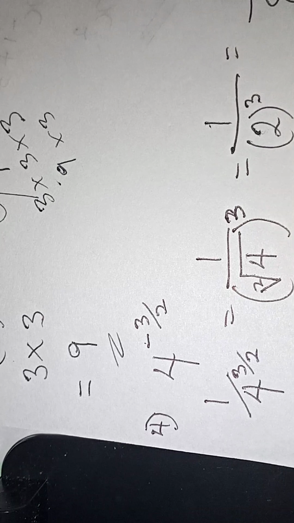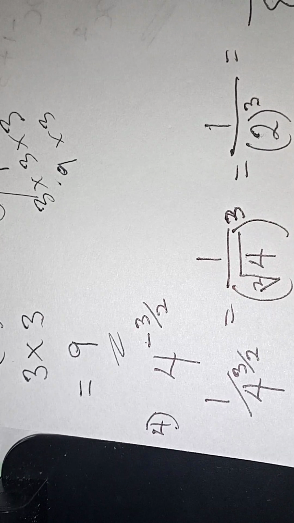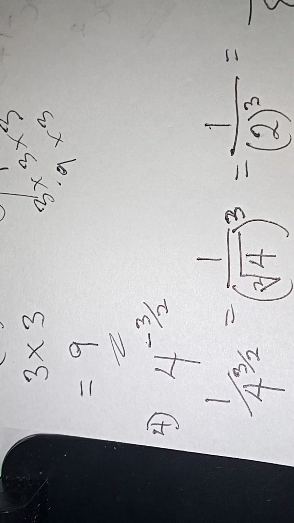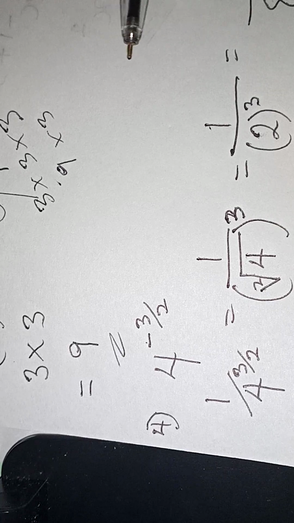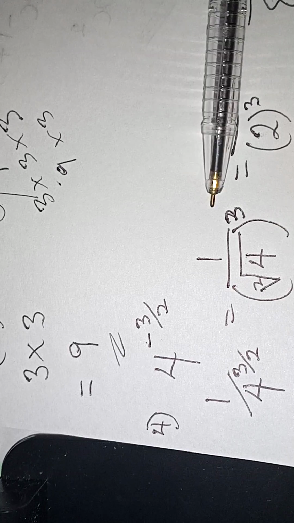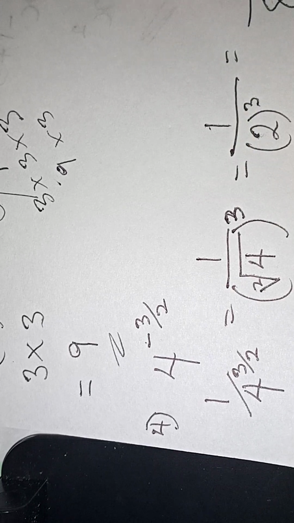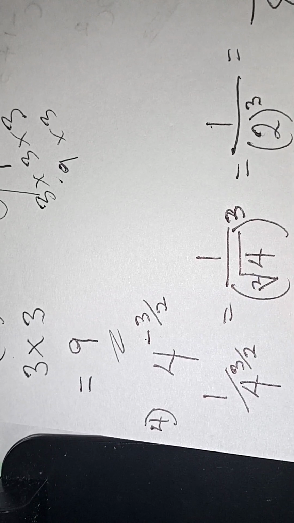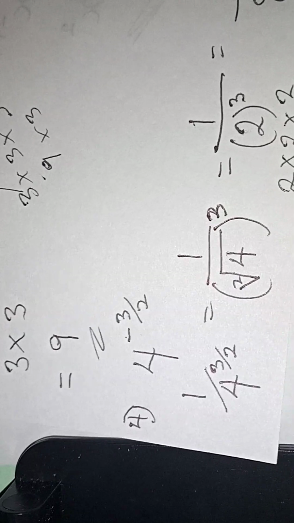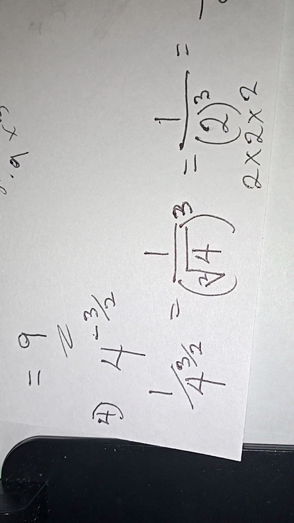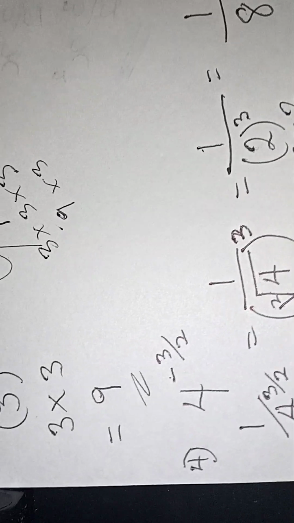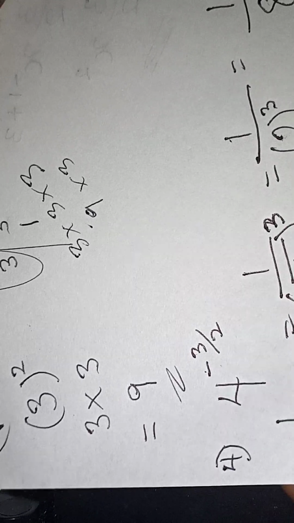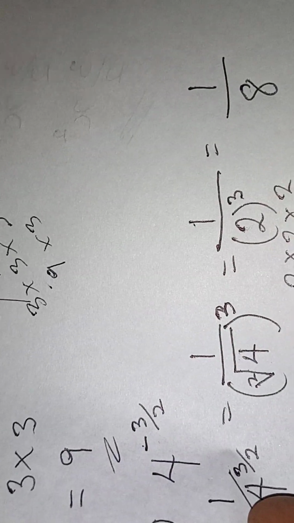And the square root of 4, that's easy for everyone to know, is 2, because 2 times 2 will definitely give you 4, raised to power 3. So this raised to power 3 simply tells you it is 2 times 2 times 2. And 2 times 2 is what? 4. 4 times 2 is 8. So the final answer is 1 over 8.